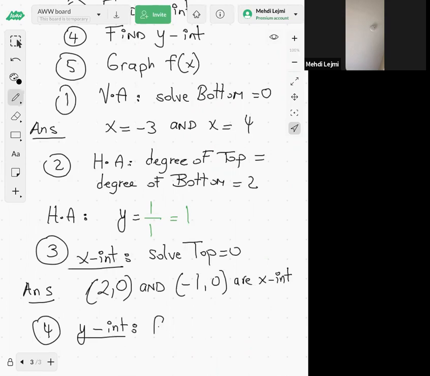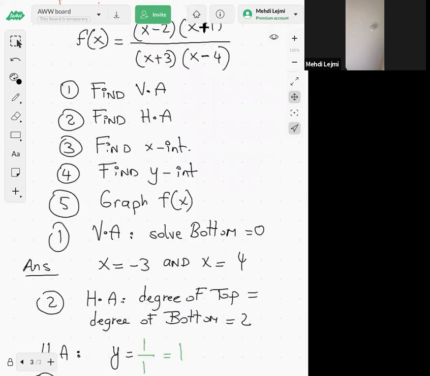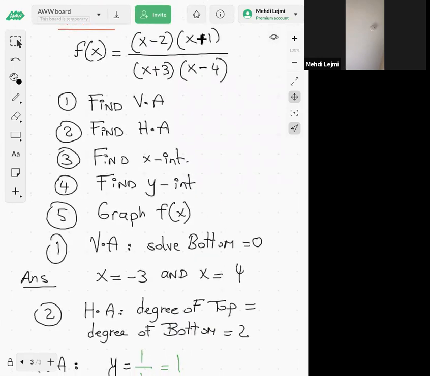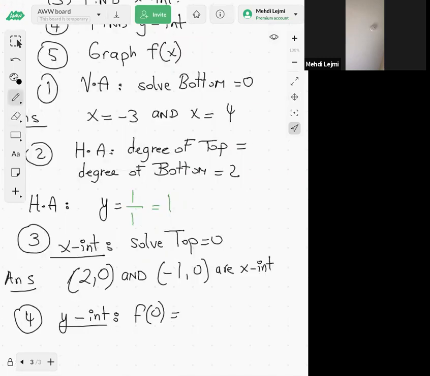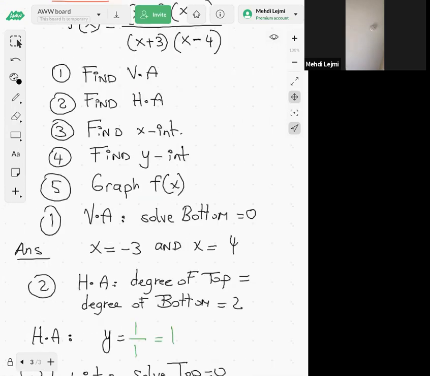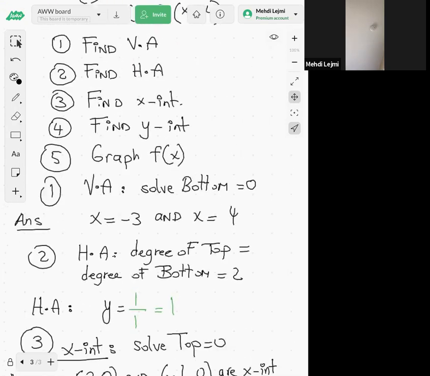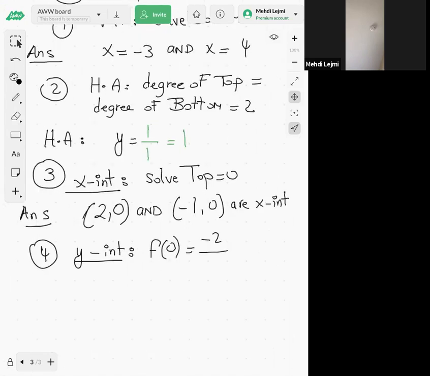And finally, for the y-intercept, you plug 0 into the function, f of 0. So it should be -2 times +1. That's -2 in the top, over, in the bottom, 3 times -4. That's -12. Negative over negative is positive, and you reduce your fraction, so that's 1 over 6. All right, so now what about the graph?